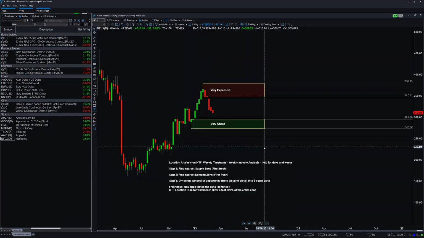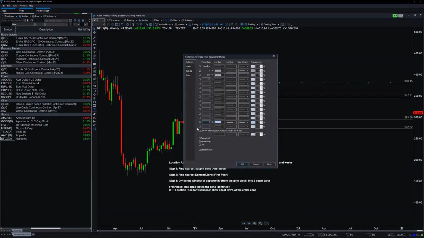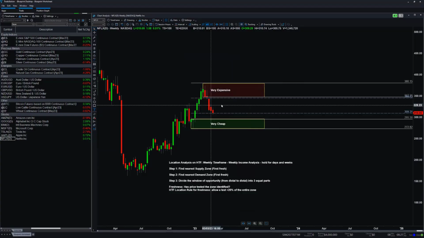I don't care about this one anymore. I could leave it in, but if I now go to step 3, I go from distal to distal for my nearest supply, my nearest demand. And I'm going to add again the 33 and the 66%, which divides this into 3 equal areas from 0 to 100, distal to distal. I just put the entire range, 33 and 66%, divides this into 3 equal parts. And now again, I have an equilibrium in the middle.